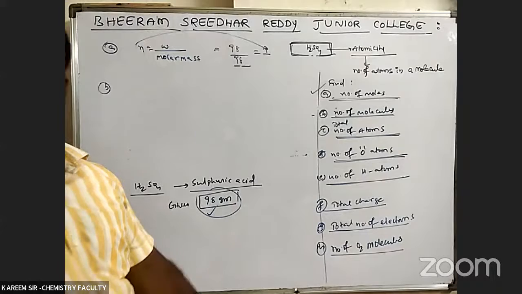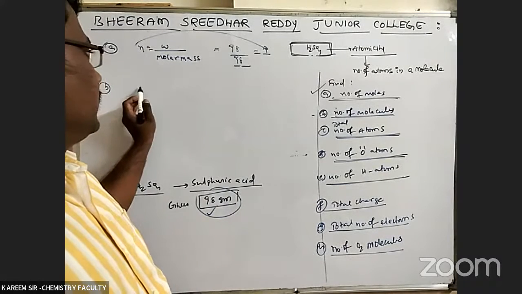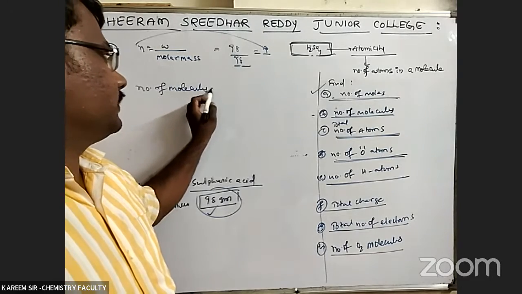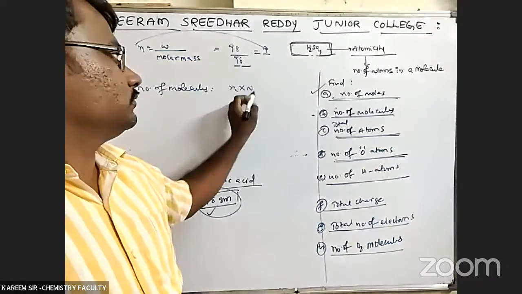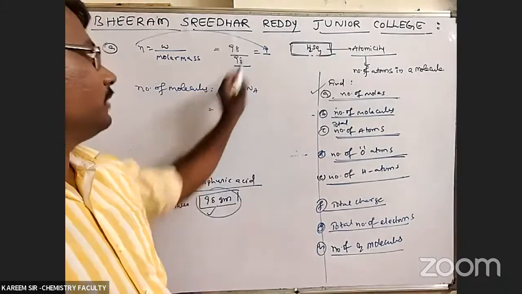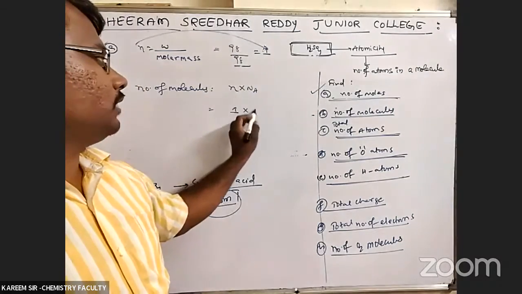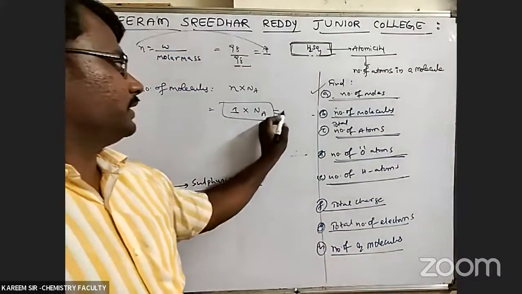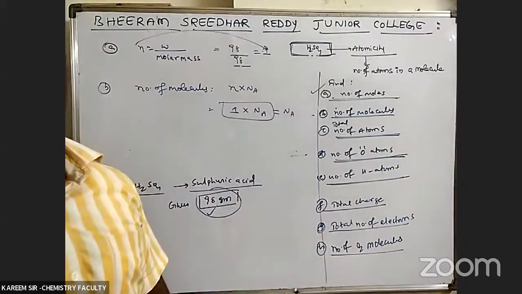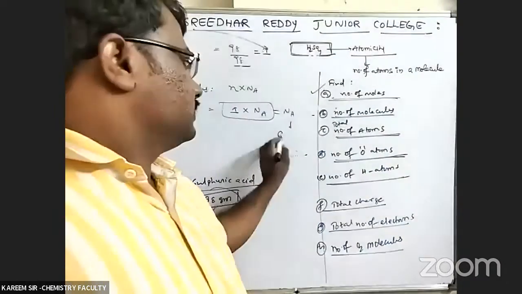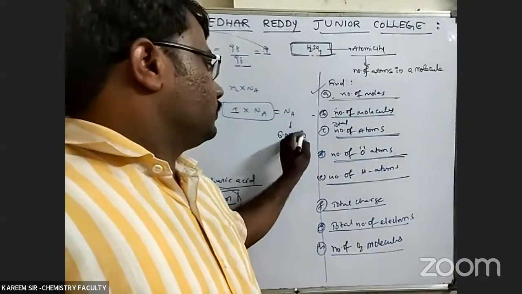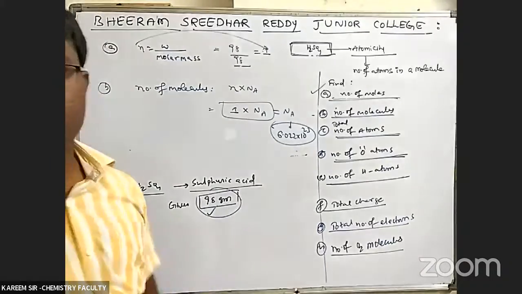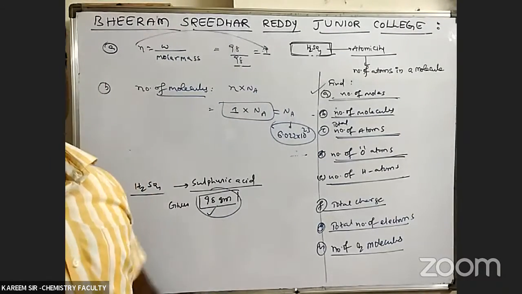Second question. Number of molecules. The formula I told: number of moles into Avogadro number. How many moles? 1 mole into Avogadro number. So Na is the answer. If you want the value, simply 6.022 into 10 power 23. Otherwise leave it as it is, since you know. The number of molecules.